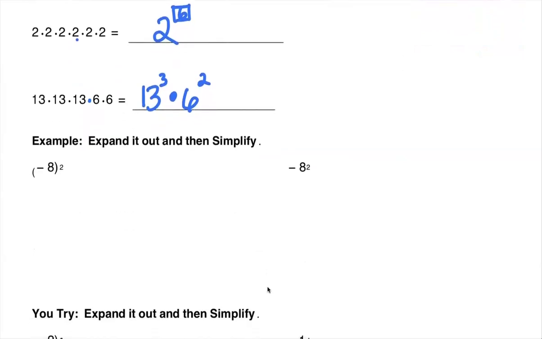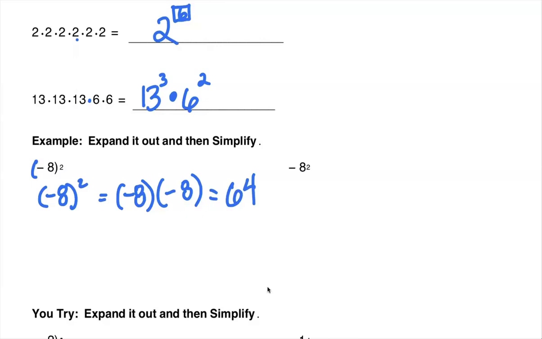All right, expand it out and then simplify. So this is negative 8 squared. So that means negative 8 times itself. Negative 8 times negative 8. And simplify means go ahead and get the final answer. So that would be a positive 64. That is different from this one. How is that different? Well, this first one had parentheses. The second one has no parentheses. So this works out a little bit differently.